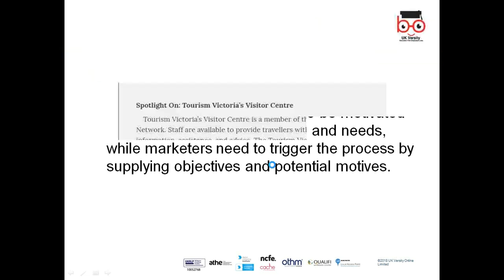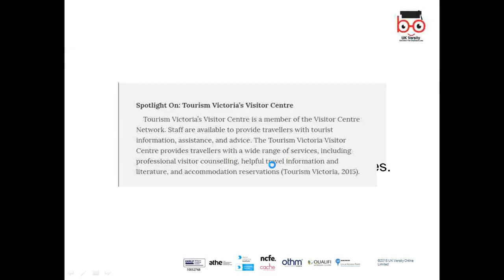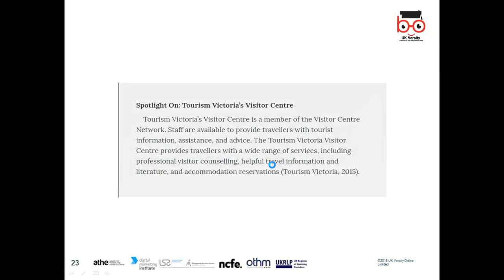So how can we do this? There are a few examples. Tourism Victoria Visitor Center is just an example. As a member of the Visitor Center network, the staff are available to provide the traveler with tourist information, assistance and advice. The Tourism Victoria Visitor Center provides the traveler with a wide range of services, including professional visitor counseling, travel information, literature and accommodation.